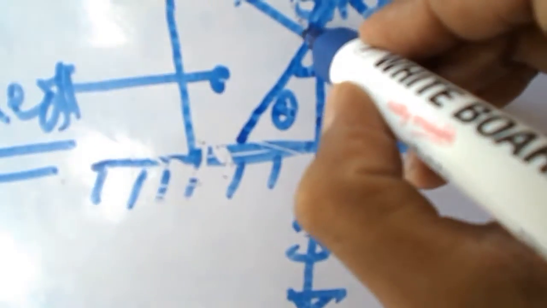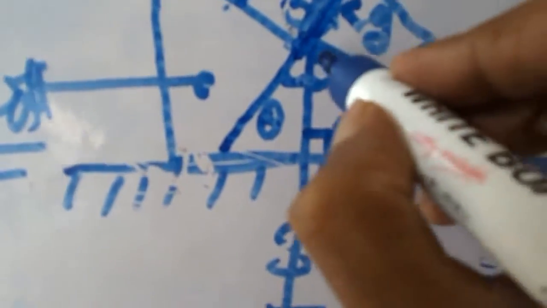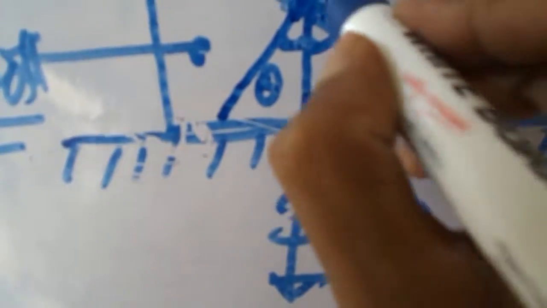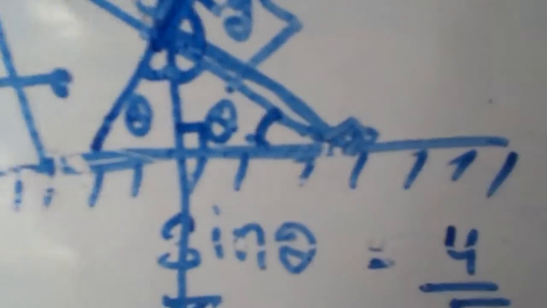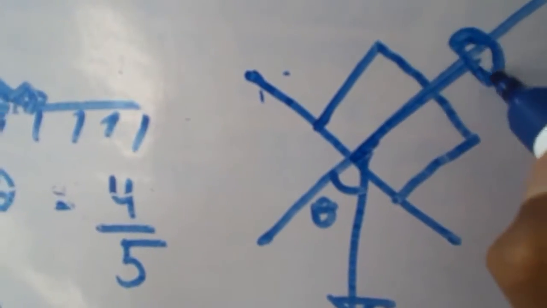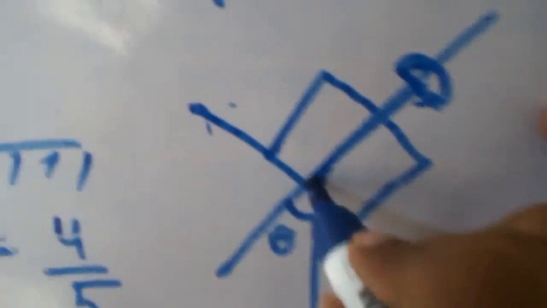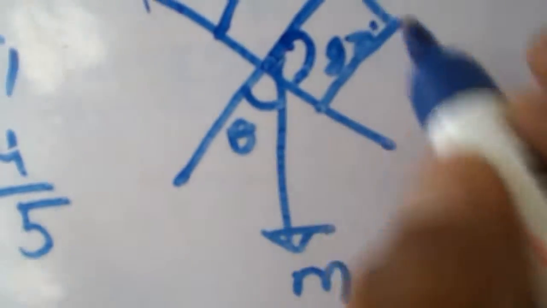Since there is a contact between this block and the wedge, the wedge will apply a force which is normal to this surface. The force applied by the wedge on the block will be normal to the surface, in this direction, perpendicular to this. This angle will be 90 degrees.